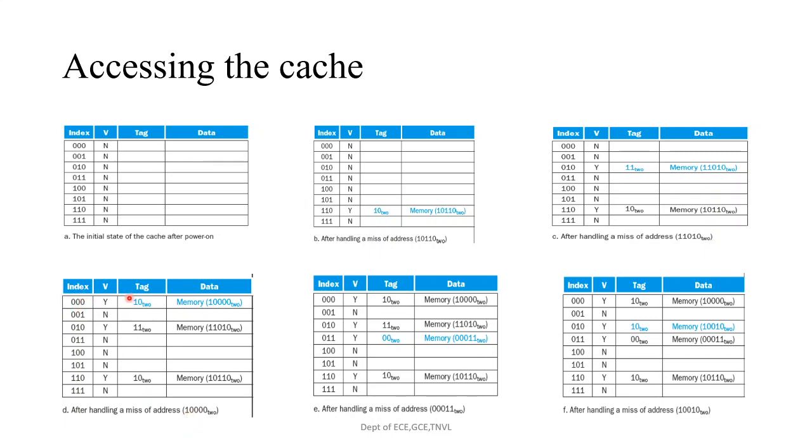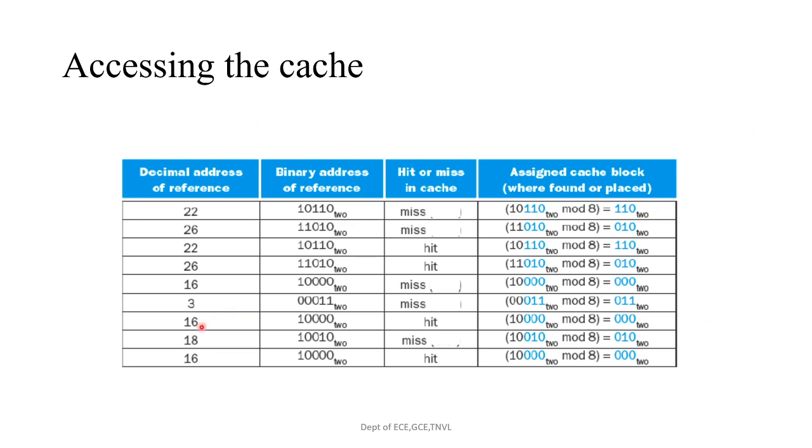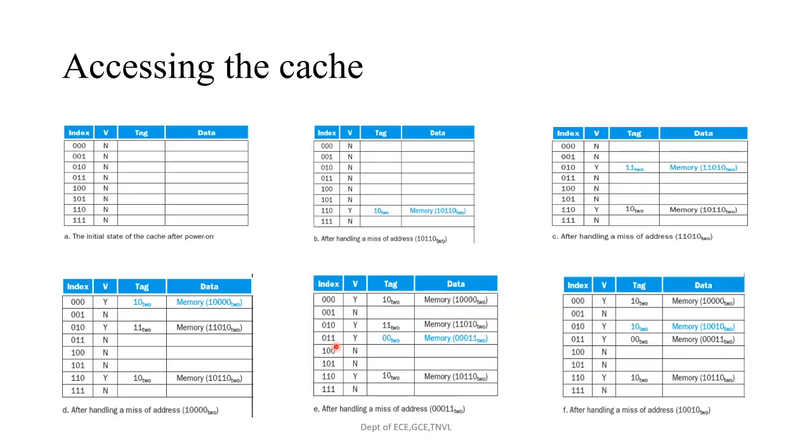The tag bit is 10, and the data is being fetched from the memory. And now this miss is changed into a hit. Next we want to map this 18, that is 10010. So the 010 address of the cache is mapped for this address with the tag field 10.